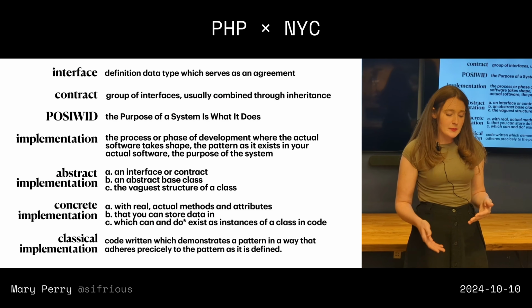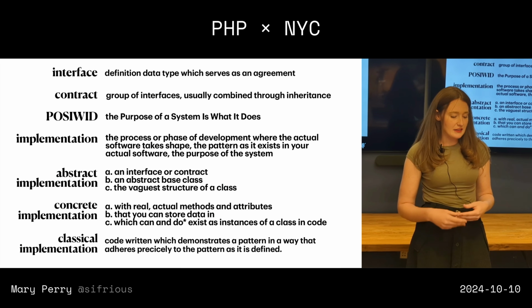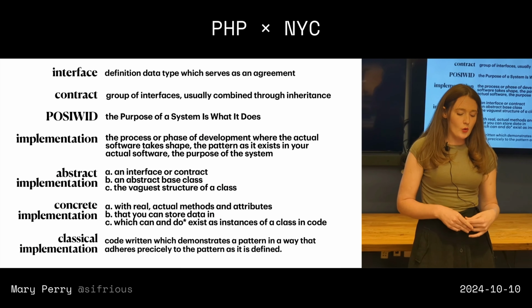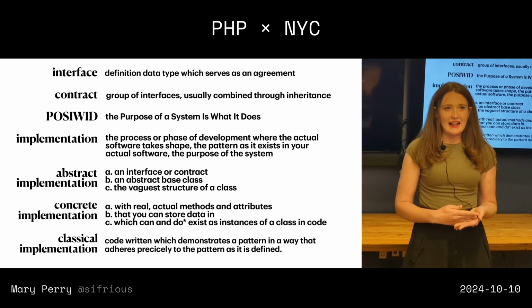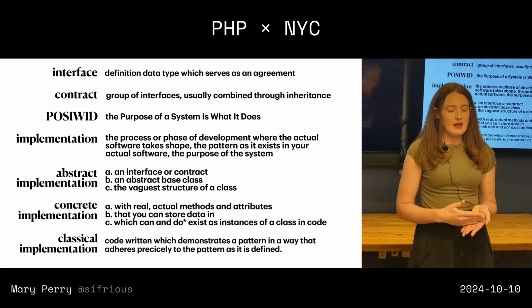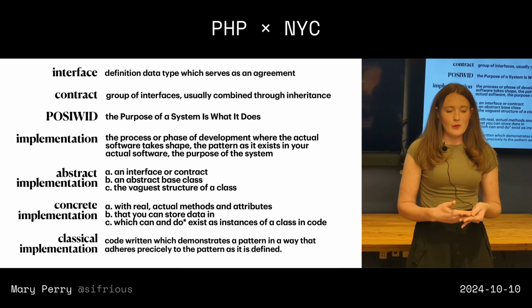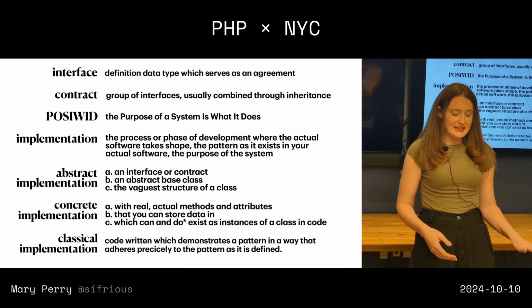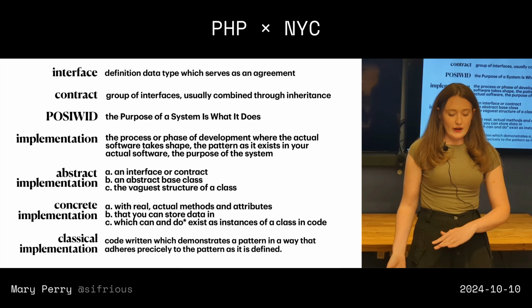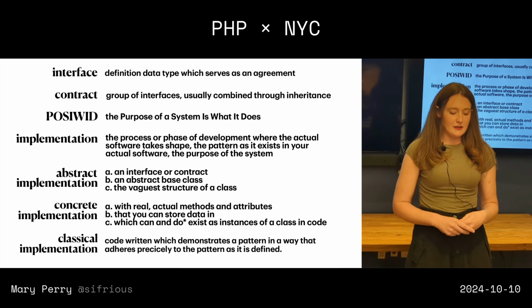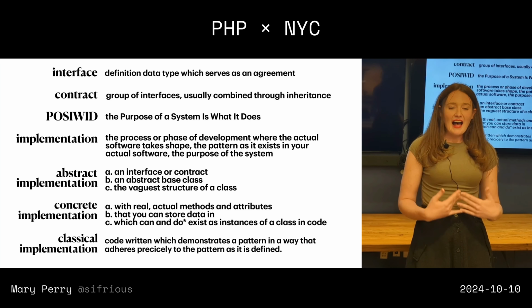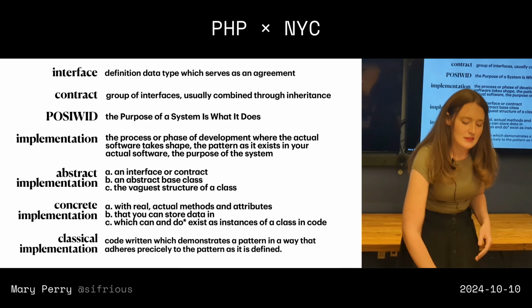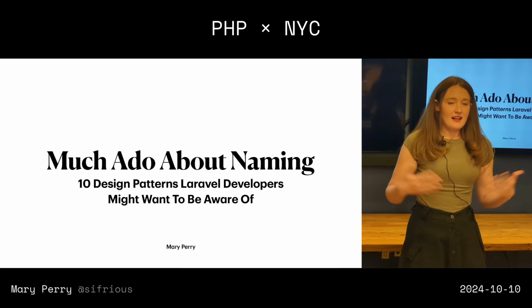And then a classical implementation, sometimes I accidentally say canonical implementation, is code that is exactly like it says in the design patterns book. We're not going to be talking about that a lot, but we will be talking about comparisons between a classical implementation and what I'm going to be talking about that I see in Laravel. There are a couple stretches, but I am making some arguments here. So that was the introduction.